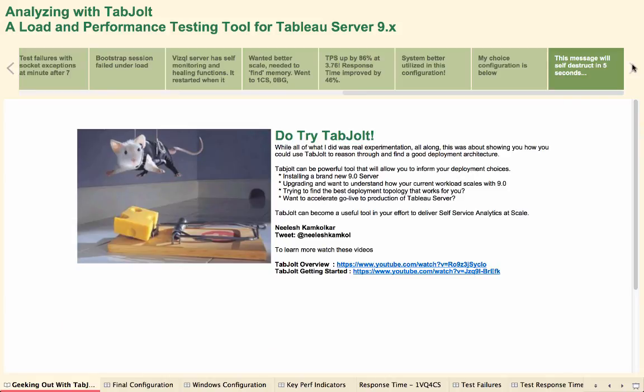You can try it when you're installing a brand new 9.0 Tableau server and want to understand how server scales for you. If you're upgrading and want to understand how your existing workload that goes against 8.x goes against 9.0, that's a great use case as well. In addition, you can find, like we saw in this example, the best configuration, deployment configuration for the number of processes you should run. And also, oftentimes, customers want to do a load or performance test before they go live in production. And TabJolt, because it doesn't require you to record and replay and maintain scripts, it's essentially a point and run tool, will allow you to accelerate that process as well.